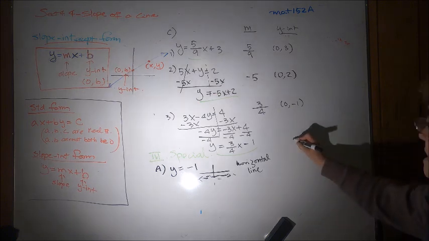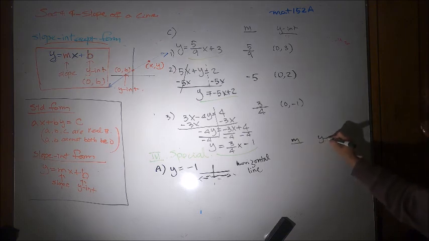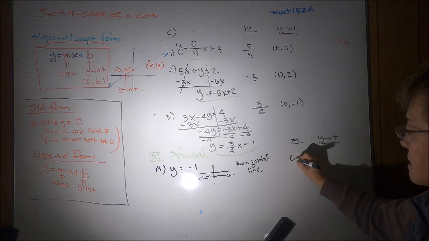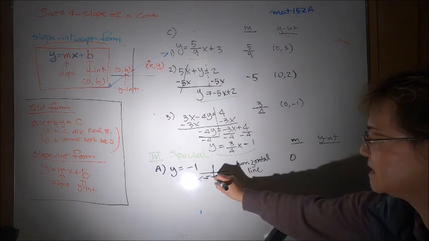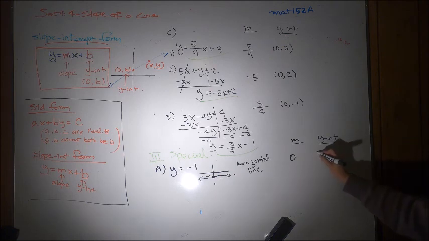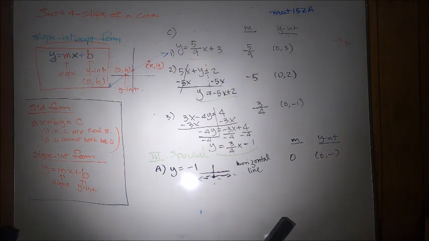So what do you think your slope is and y-intercept is? Slope would be what? Horizontal line, slope is 0. What's your y-intercept? That would be (0, -1). Right?